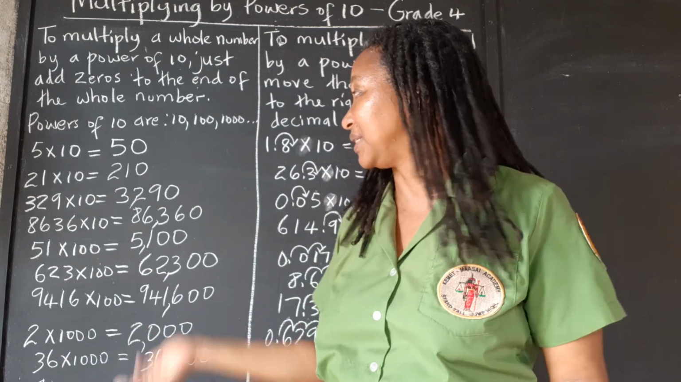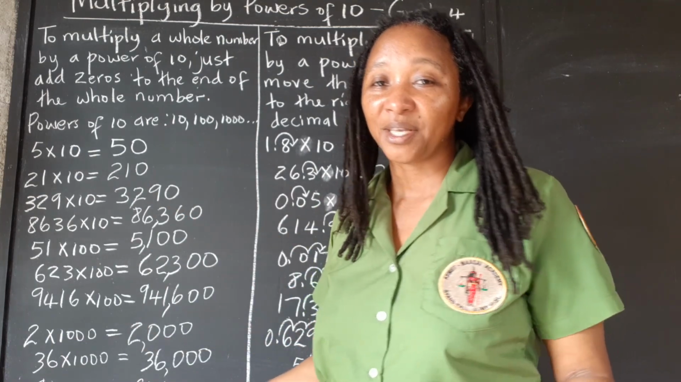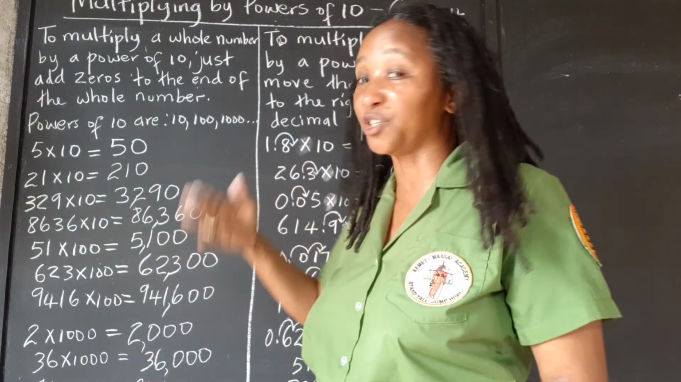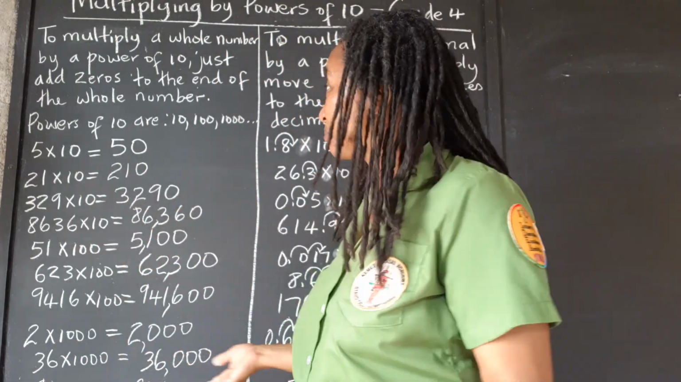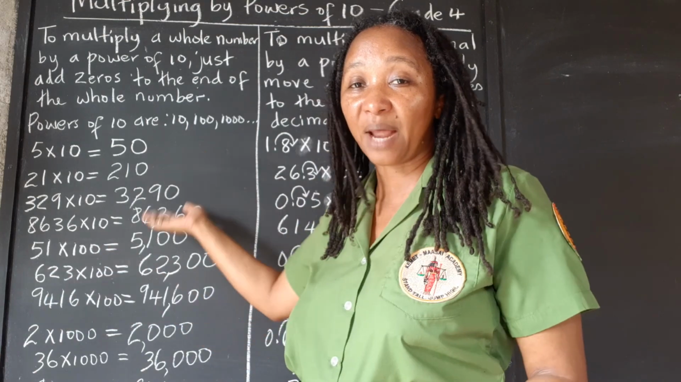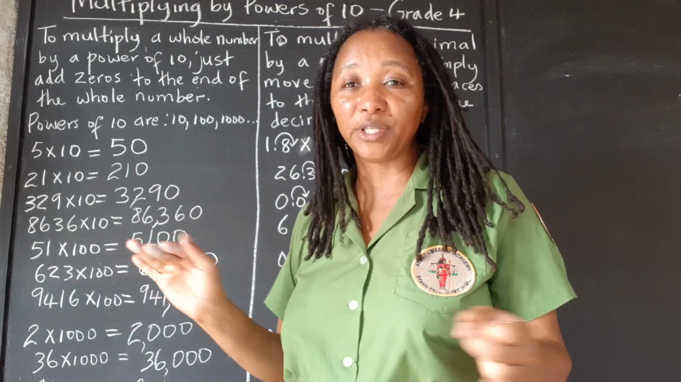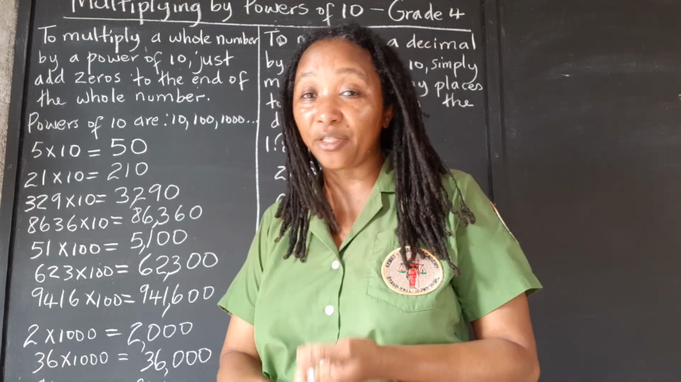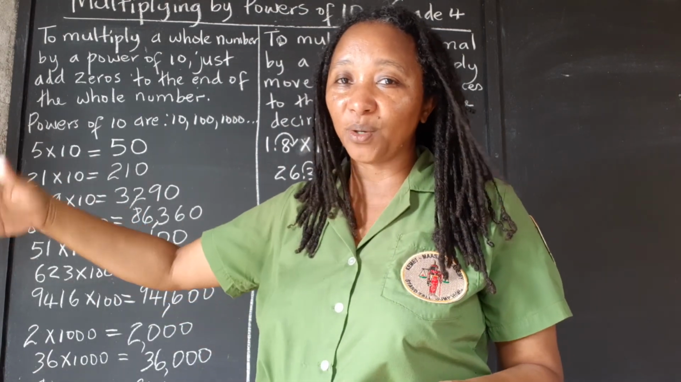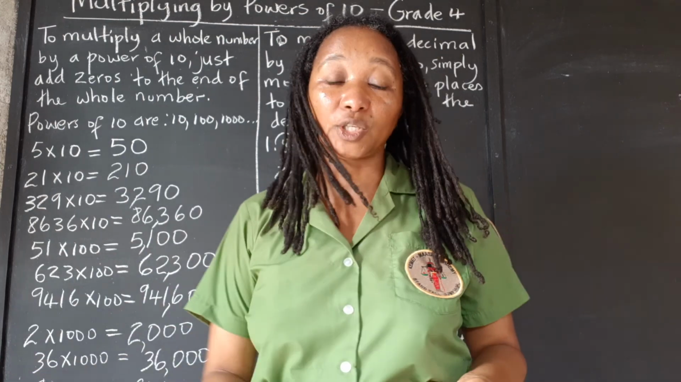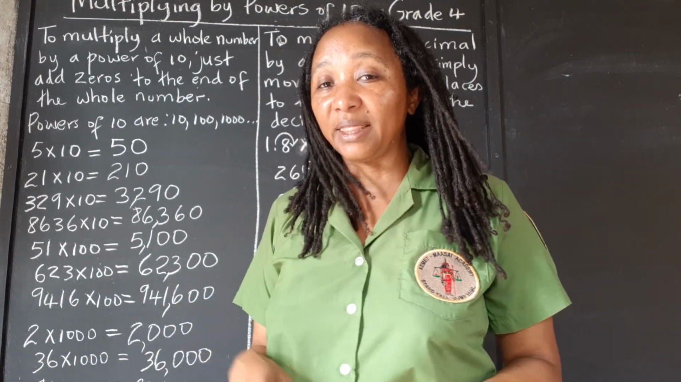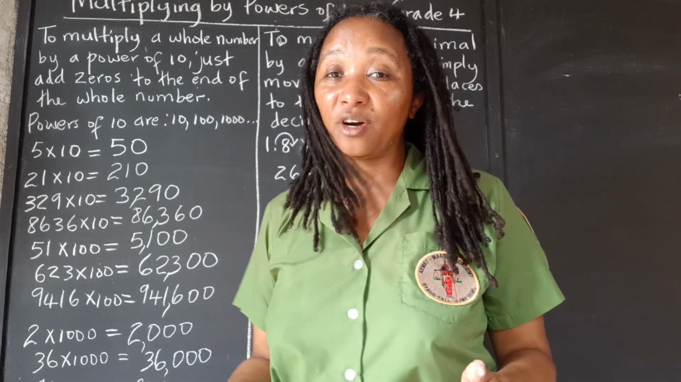All you have to do is add zeros. If you're multiplying a whole number by a power of 10, just add the 0 at the end. Pretty simple. Multiplying by 10, add 1 zero. Multiplying by 100, add 2 zeros. Multiplying by 1,000, add 3 zeros. And the beat goes on and on and on. Just look at how many zeros the power of 10 has. Add that number of zeros to the end of the whole number.